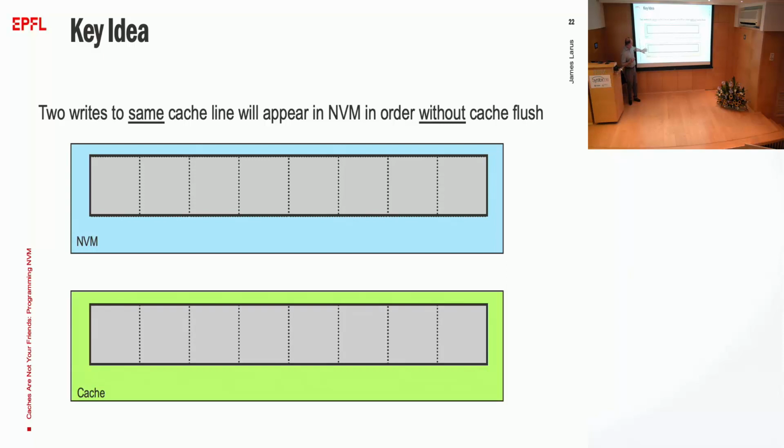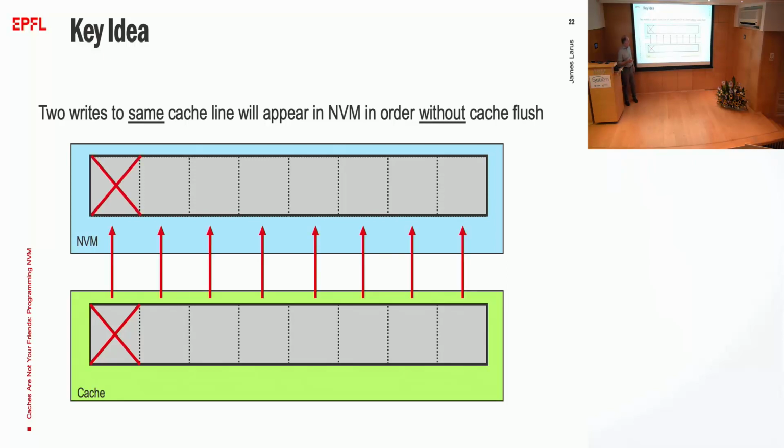So here is the cache, here's the non-volatile memory, and these are just words in a cache line. What happens is that writes to the same cache line get written to non-volatile memory in the order in which they occur without any flushes. So if we have a Cacheline flush, everything gets written to non-volatile memory. But if we just write to a word in the cache line, and it gets flushed, either because the cache does the flush or because we do an explicit flush, it gets written to the memory. And then if we do another write to the cache line, that also gets written to memory as well. And the order is preserved.